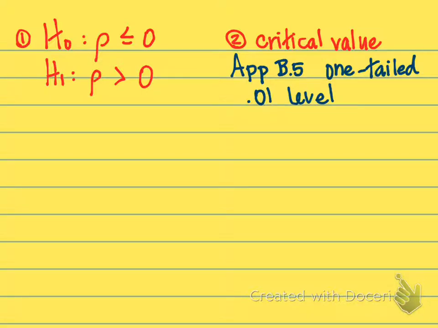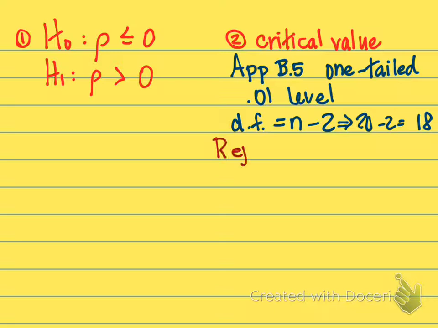For your degrees of freedom on these problems, the degrees of freedom that you're going to use is n minus 2. And remember, we were told our sample here was 20, so 20 minus 2, or 18, is going to be the degrees of freedom. And if you go down, what we would find is a t-value of 2.552. So that's our critical value. So we are going to reject the null hypothesis if the t statistic that we get for the problem is greater than 2.552. Okay?